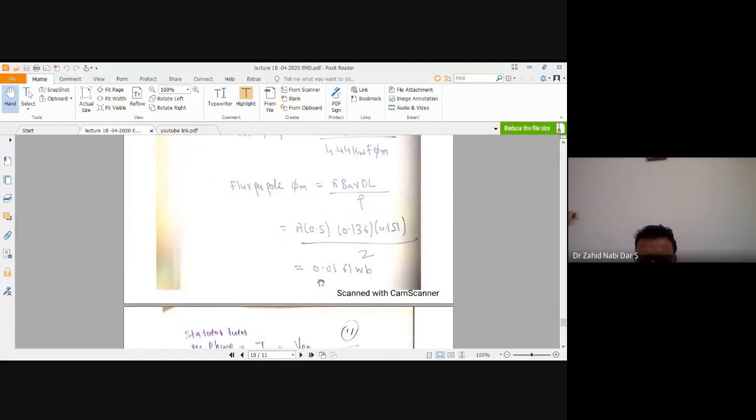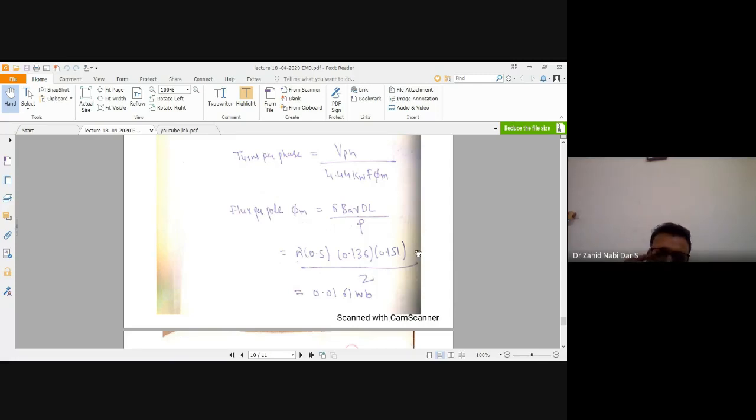This is your flux per pole. That would depend upon your average flux density and your area, that is pi D L. Pi D L B average divided by P. So pi D L by P is your flux per pole, which we have also established in the output equation. Please go to the previous section, and you can also watch my video for this particular derivation.